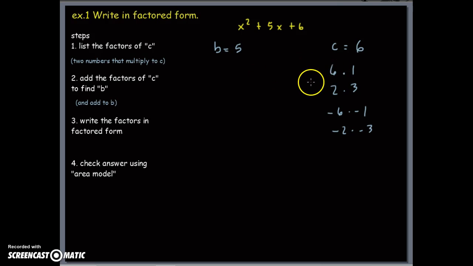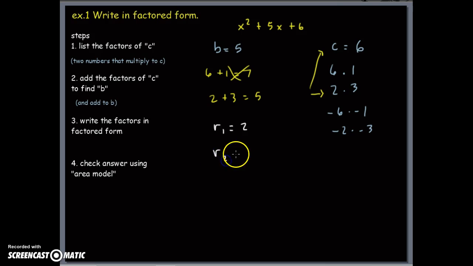So if we add these together, 6 plus 1 equals 7. That's not 5. 2 plus 3 equals 5. Okay, so here we have the numbers that multiply to give us 6 and add to give us 5. So we found the correct factors, 2 and 3. So we can say that r1 equals 2 and r2 equals 3.